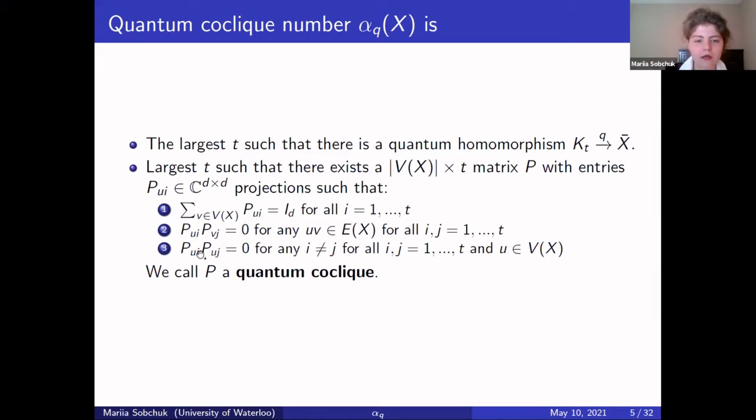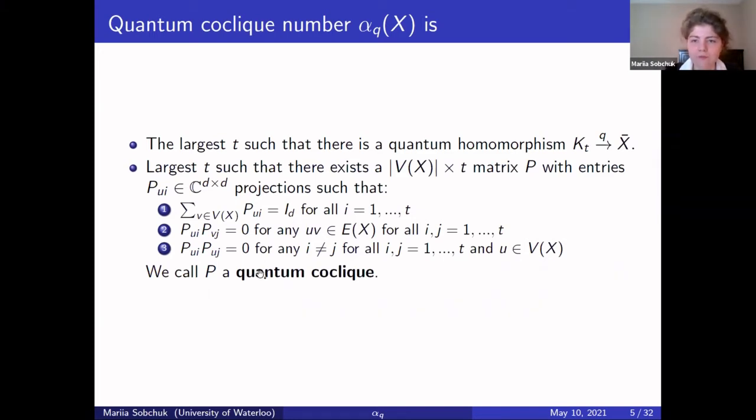Then we have the requirement that in the rows, the projections are orthogonal, but there is no requirement on the summation or anything like this. And then there is another relation between two projections in different columns i and j, and in different rows u and v. In the case that u and v are adjacent, we require that the projections in columns i and j, for any i and j, have to be orthogonal. This is related to the classical independence number, in the sense that we don't want adjacent vertices to be in the same independent set.